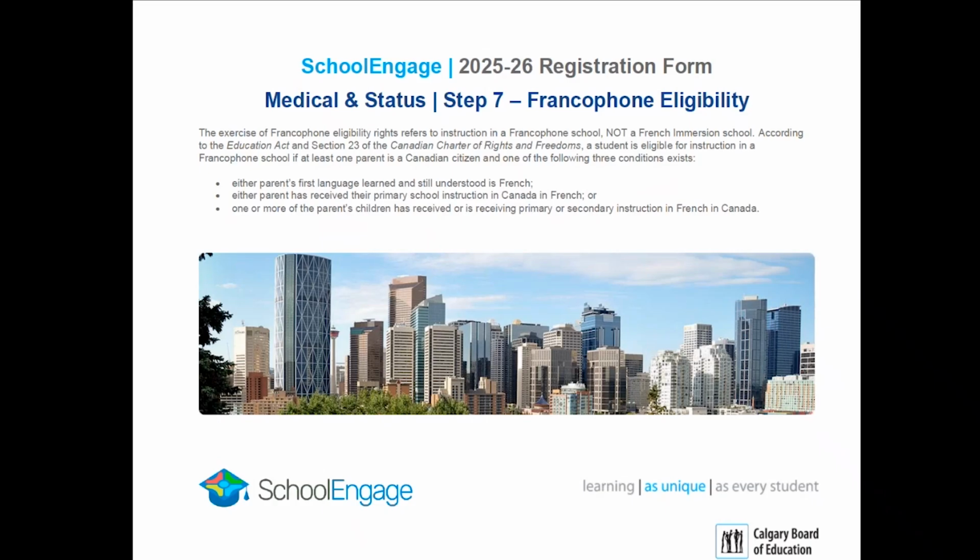Medical and status, step 7, Francophone eligibility. The exercise of Francophone eligibility rights refers to instruction in a Francophone school, not a French immersion school. According to the Education Act and Section 23 of the Canadian Charter of Rights and Freedoms, a student is eligible for instruction in a Francophone school if at least one parent is a Canadian citizen and one of the following 3 conditions exist. Either parent's first language learned and still understood is French, either parent has received their primary school instruction in Canada in French, or one or more of the parent's children has received or is receiving primary or secondary instruction in French in Canada.